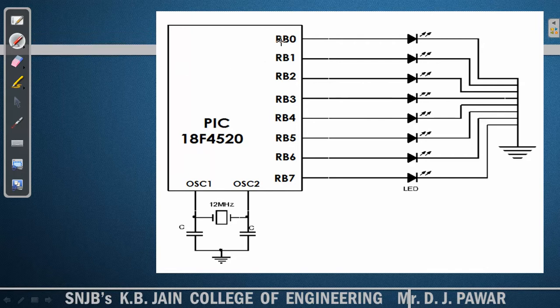In this you can see we are using port B. As all of you know, there are 4 ports, or in some cases 5 ports in PIC18 controllers, like port A, B, C, D, and in some cases E is also there with 2 to 3 pins. Out of which we are using port B for interfacing of LEDs.